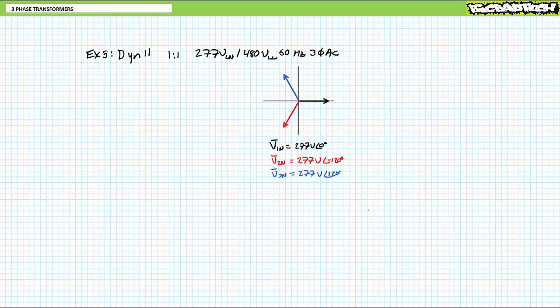For this reason, let's consider line 1 to neutral to be 277 volts at an angle of 0 degrees, line 2 to neutral to be 277 volts at an angle of negative 120, and line 3 to neutral to be 277 volts at an angle of 120 degrees. Thus, line 1 to 2 would be 480 volts at an angle of 30 degrees, line 2 to 3 would be 480 volts at an angle of negative 90 degrees, and line 3 to 1 would be 480 volts at an angle of 150 degrees. As you might expect, the line-to-line values are roughly 1.73 times that of the line-to-neutral values and lead the nearest line to neutrals by 30 degrees.